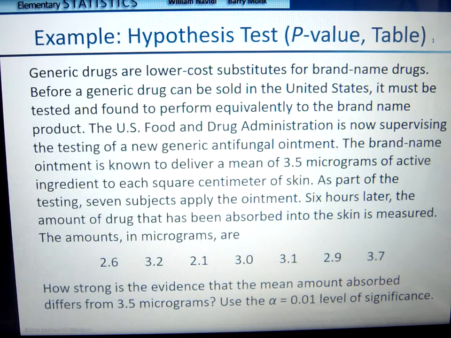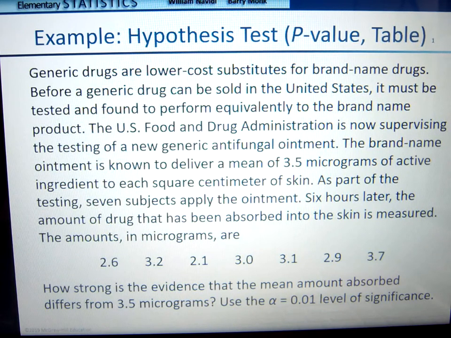Generic drugs are lower cost substitutes for brand names. Before a generic drug can be sold in the United States, it has to be tested and found to perform equivalently to the brand name product. The U.S. Food and Drug Administration is now supervising the testing of a new generic antifungal ointment. The brand name ointment is known to deliver a mean of 3.5 micrograms of active ingredient to each square centimeter of skin. As a part of the testing, 7 subjects applied the ointment.